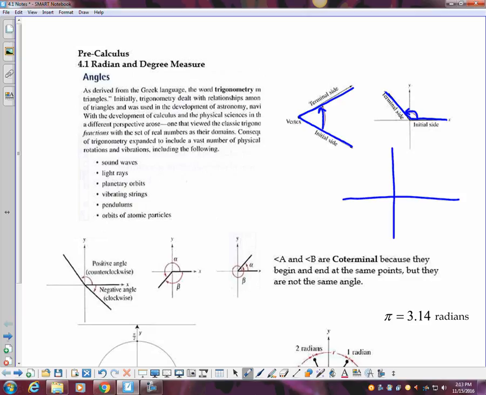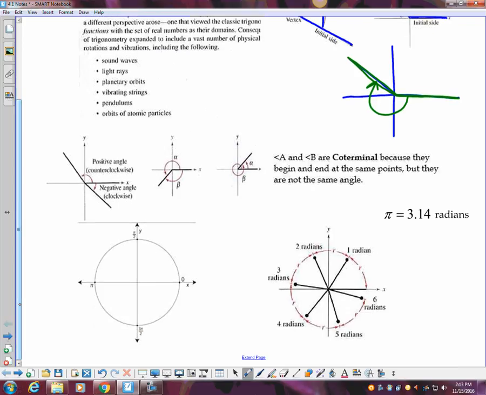Because if I have the same initial side here and terminal side here, I could be talking about that angle. So it's very important to draw this arc with the arrow on it to define your angle. Positive angles, okay, so your initial side is always going to be the x-axis pointed to the right. Positive angles sweep up and over counterclockwise. Negative angles sweep down clockwise.